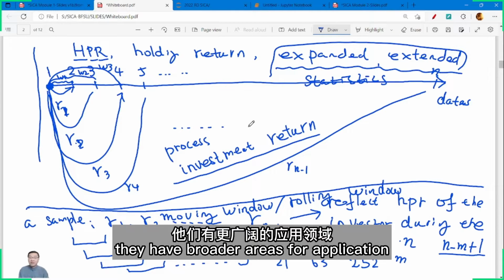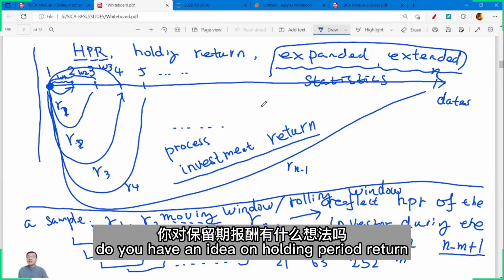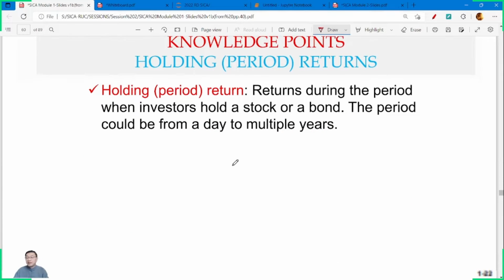Do you have an idea on holding period return? This is a very important concept. Let's go back to the slides.